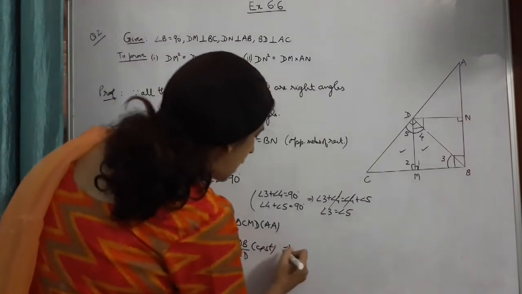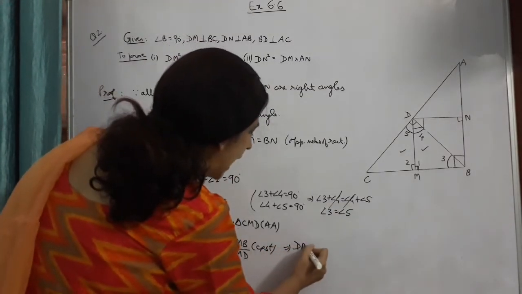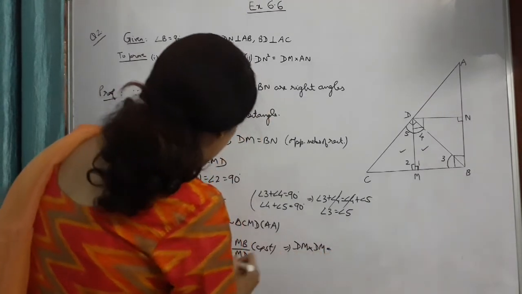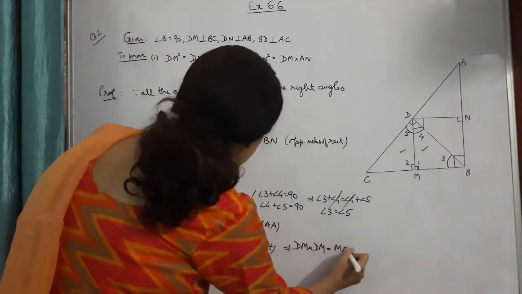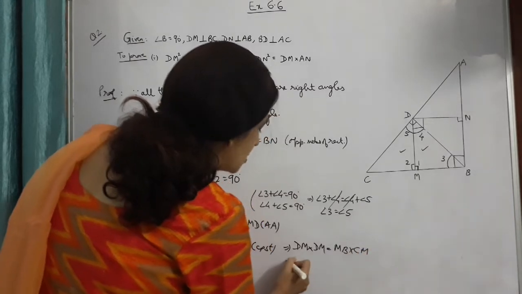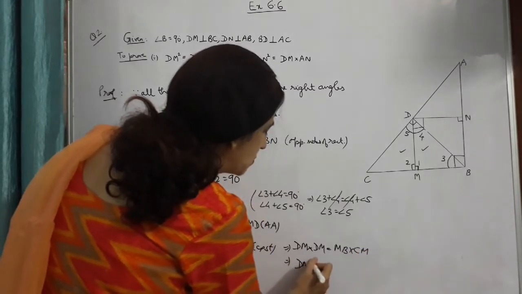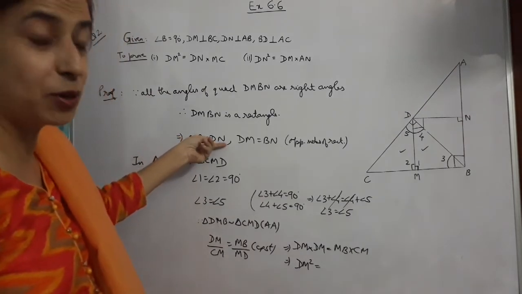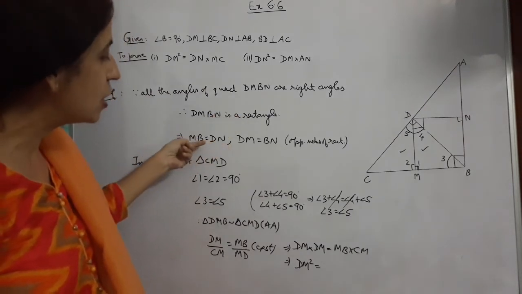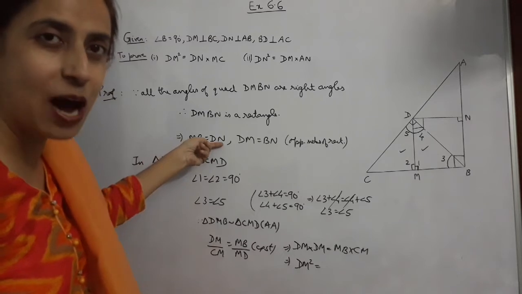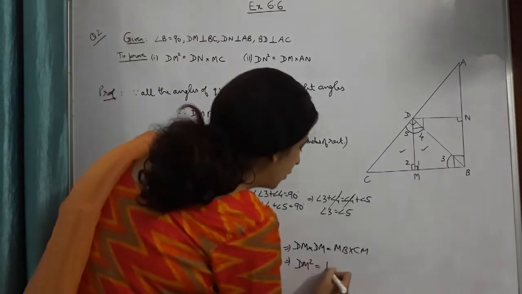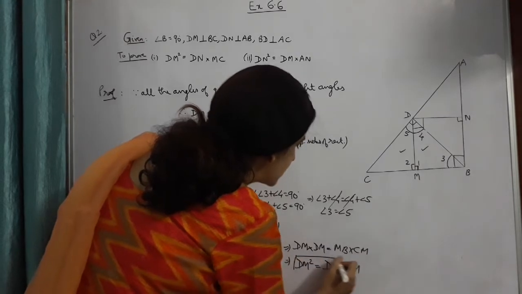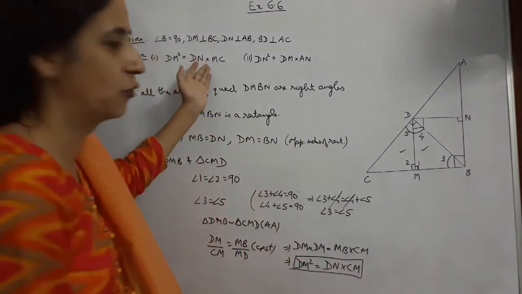And then we cross multiply. So we obtain DM into MD, and MD can be written as DM only, is equal to MB into CM. So DM into DM becomes DM square is equal to... Now MB is equal to DN because it is a rectangle, we have already proved. So in place of MB we can write down DN, into CM. And this is what we had to prove.